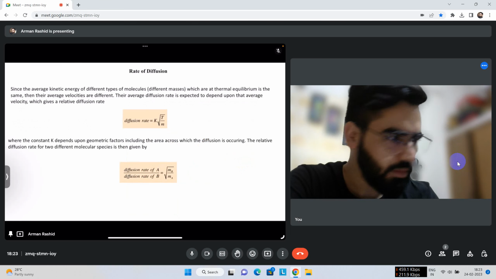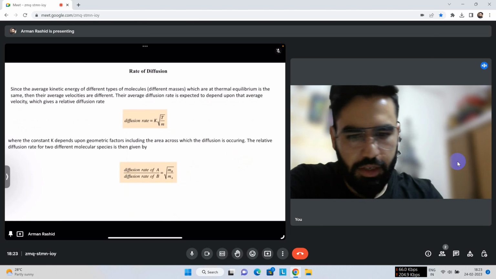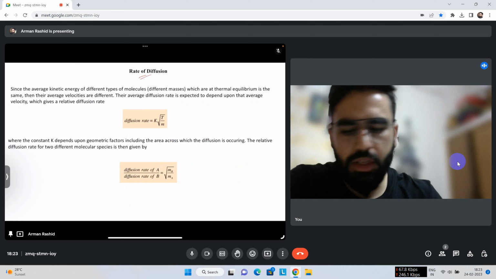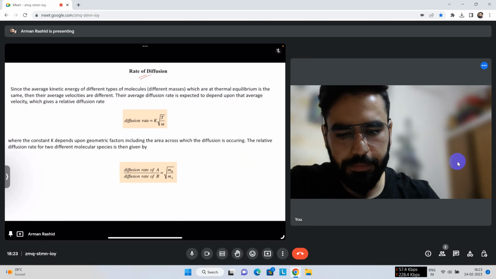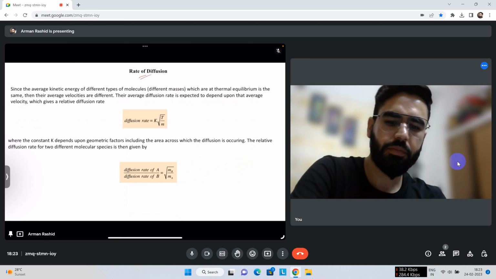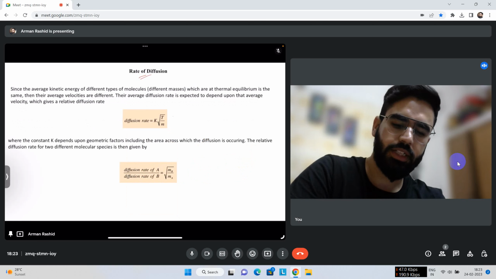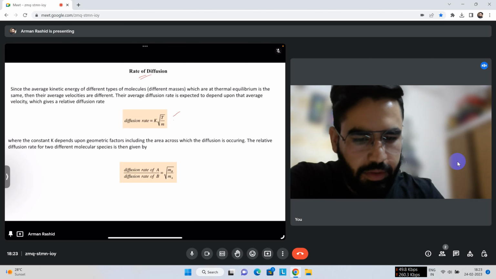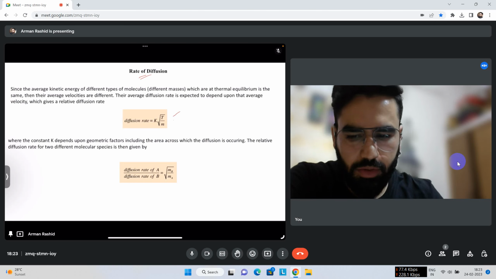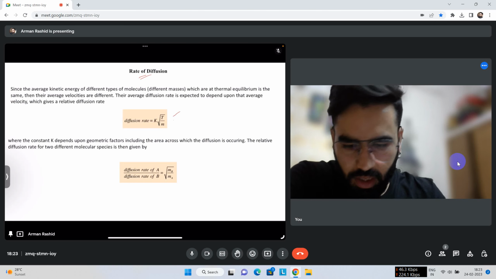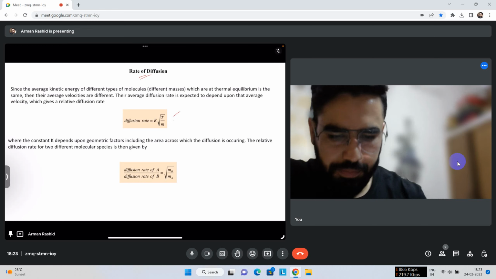Okay, now if diffusion is related to the temperature, there is an equation for how the diffusion rate is related to the temperature. The average kinetic energy of different types of molecules at thermal equilibrium is the same, but their average velocities are different. Their average diffusion rate is expected to depend upon the average velocity, which gives the relative diffusion rate.